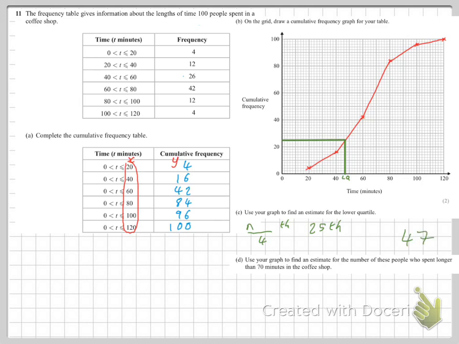And then use your graph to find the number of these people who spend longer than 70 minutes in the coffee shop. Well, we can draw a line up, this time from 70 along to the graph and then along back to the vertical axis, and read that off at 62. Now just read the question carefully. It says people who spent longer than that, not less, because it's cumulative frequency. 62 is the number of people, roughly, who spent less than 70 minutes. So more than must be the rest of them, so about 38 people.